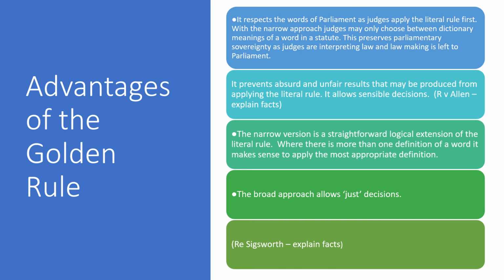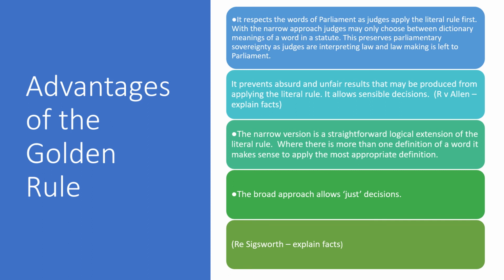With the narrow approach, judges may only choose between dictionary meanings of the word in a statute. Now, this preserves parliamentary sovereignty, as judges are interpreting the law and lawmaking is left to Parliament. It prevents absurd and unfair results that may be produced from applying the literal rule. It therefore allows sensible decisions. Now, in Allen, you would explain the facts of the case, of course, in your work, and go on to outline the different meanings of "married" and how that led to a better outcome.